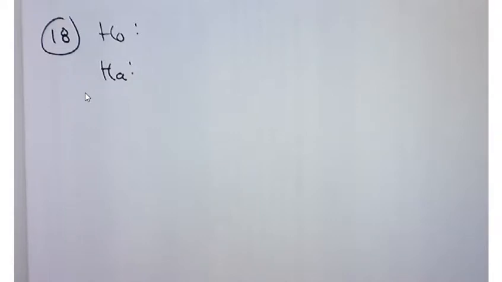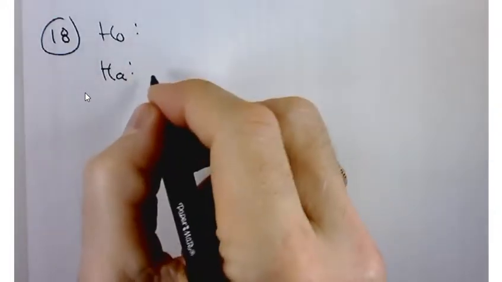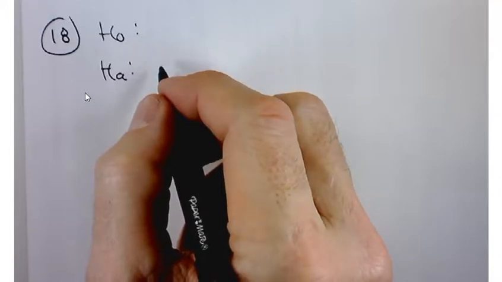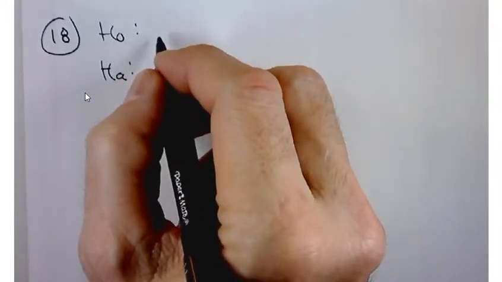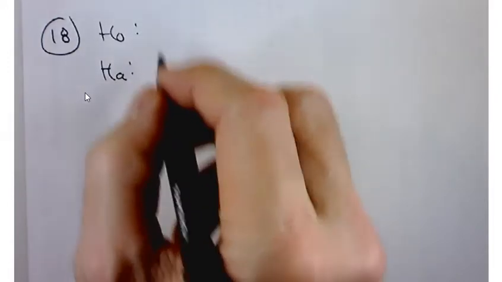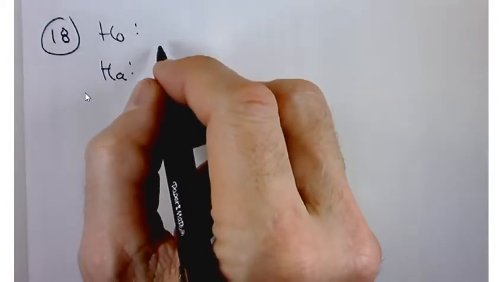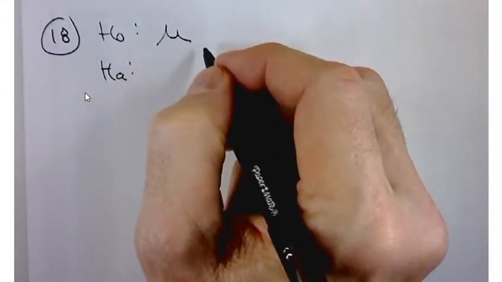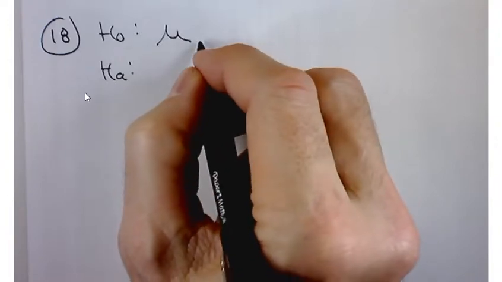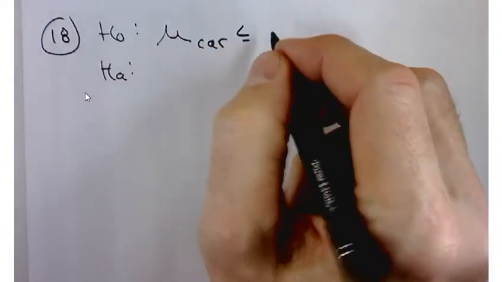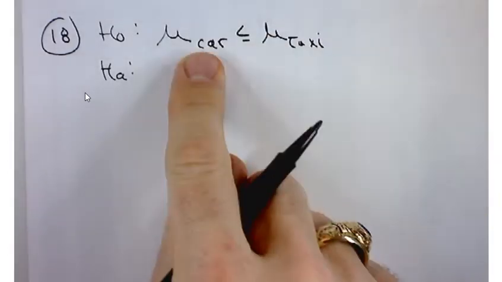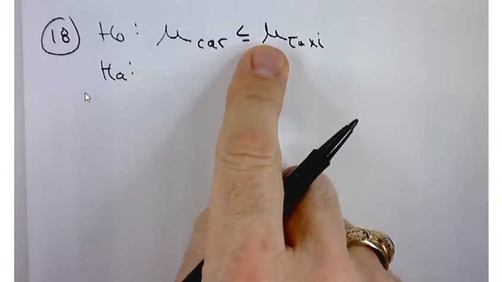No one? Come on, make me look good. Yeah, I said I used the abbreviations of MAC is greater than MAT for HA. Okay. So for H0, I said MAC is less than or equal to MAT. All right, so we need to use mu. So mu sub car, and I think you got the directions right, which is good, is at most mu sub taxi. So the mean age of cars is at most the mean age of taxis.